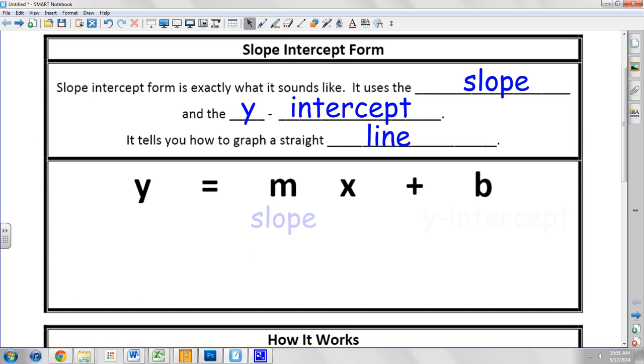M is our slope. B is our y-intercept. So M and B are the two important variables that you'll have to identify. When it asks what is the slope, you look at M. When it asks what is the y-intercept, you look at B.